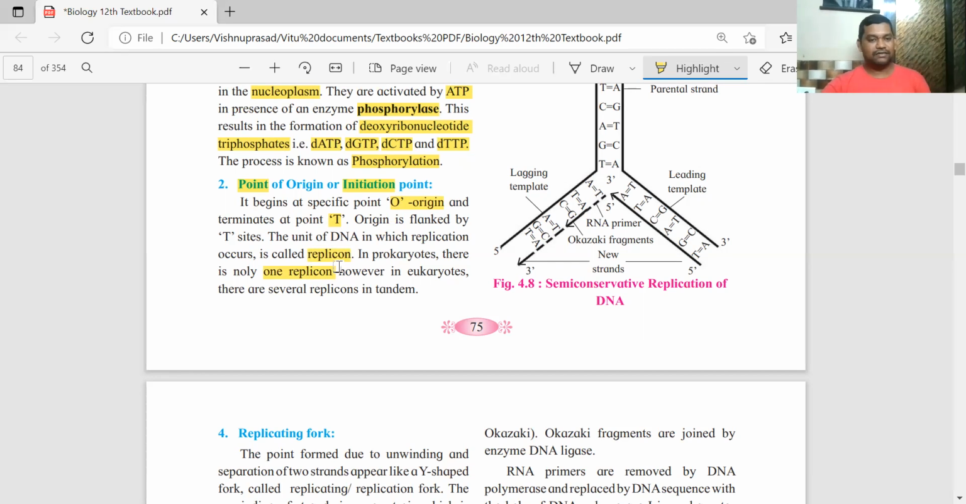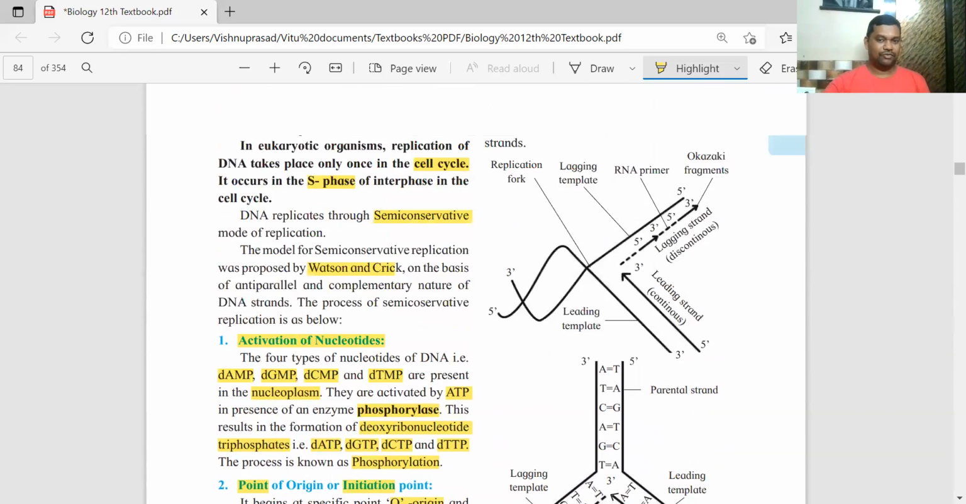Eukaryotic DNA is much more complex and very big, so there are many replications in a eukaryote. The process is not very different in replication, but the replicon, which is the unit of replication, is only one in the case of prokaryotes and many in the case of eukaryotes.